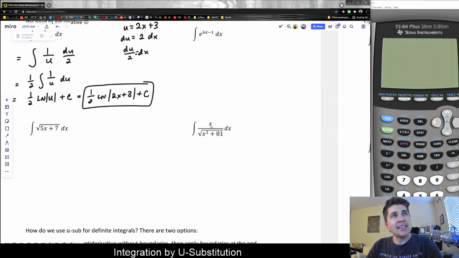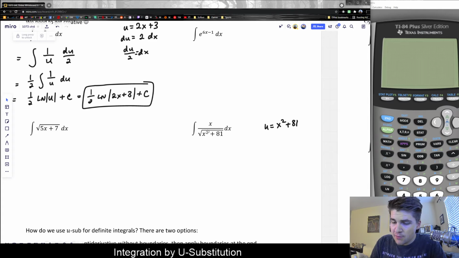Let's say we had the antiderivative of x divided by the square root of x squared plus 81, all of that with respect to x. And again, here I would expect to set the bottom equal to u, or actually what I would probably do here is set the interior to be equal to u. Now, sometimes you can actually take the entire root and set that to be u. In certain cases, that will help, but you'll see why setting just the interior of the radical, the radicand, equal to u is nice here.